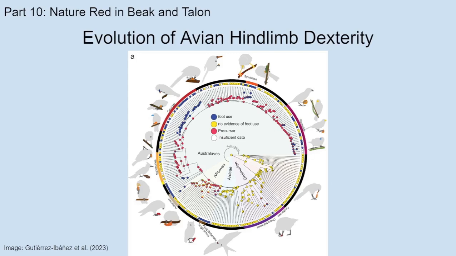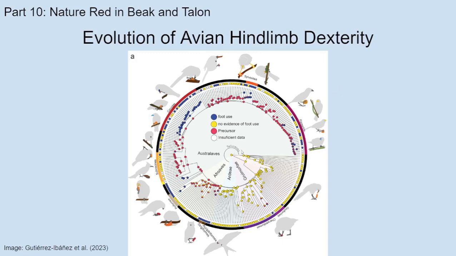They found that the vast majority of birds that use their hind limbs for these purposes were members of Telluraves. There are a few exceptions here and there, but by and large, the vast majority of birds that use their hind limbs for manipulation are Telluraves. So things like raptors, things like parrots, some of the groups of songbirds will also do this.